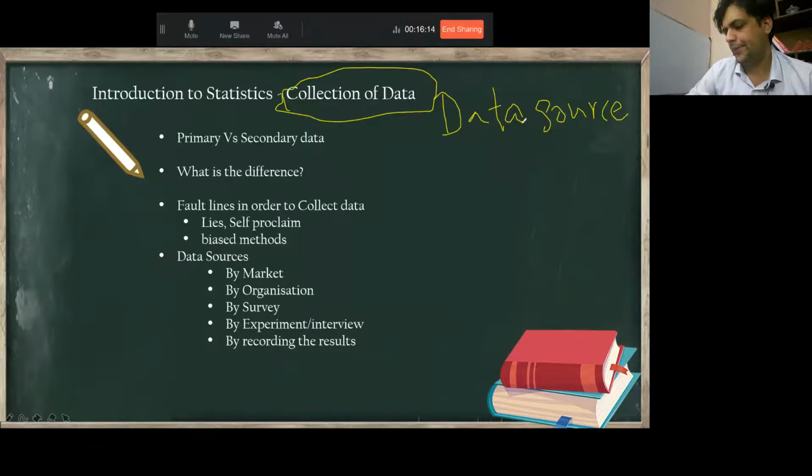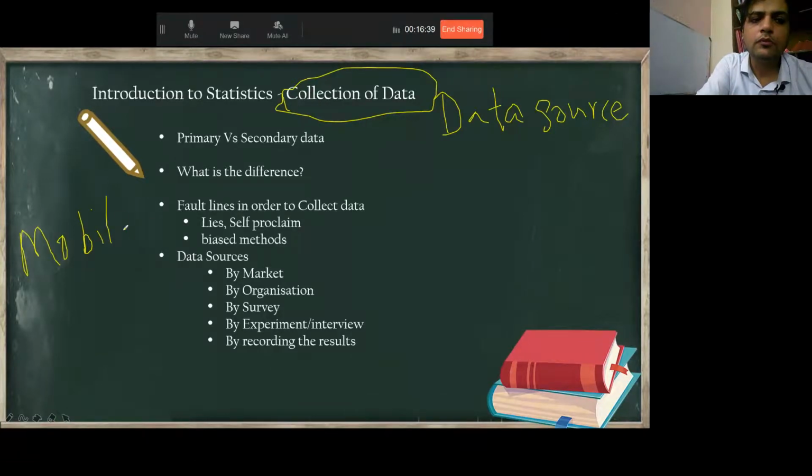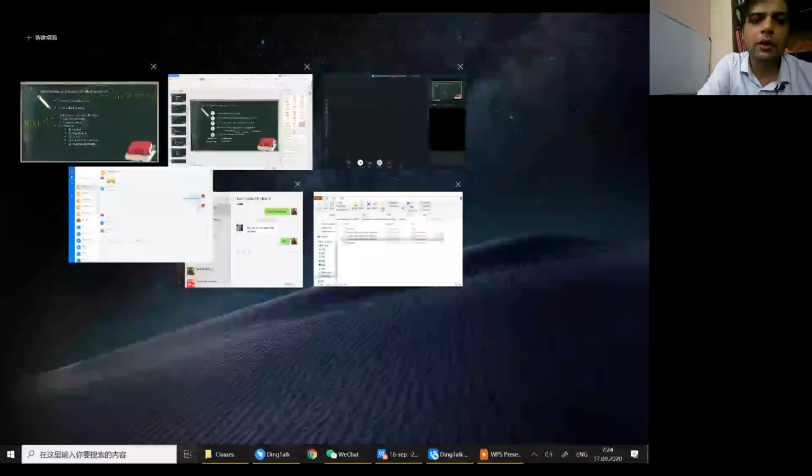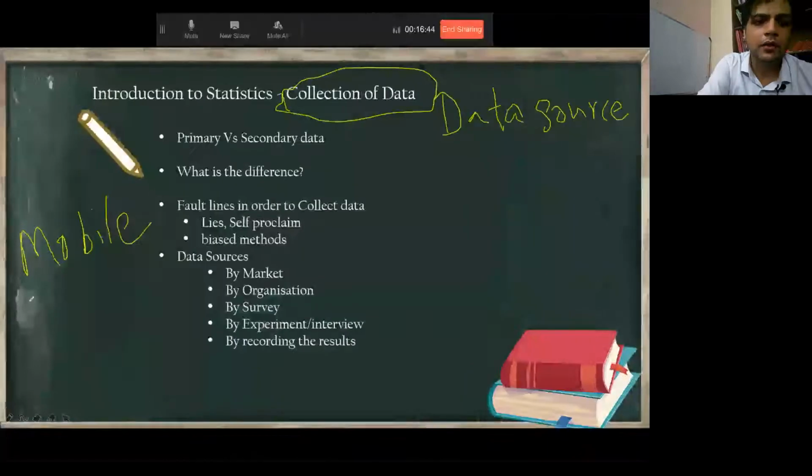Big companies, whatever they are doing, like producing the products, selling the products, shipping them to international destinations, they are all collecting data for their analysis purposes. And nowadays, with the help of the mobile phone, we can have a lot of data.